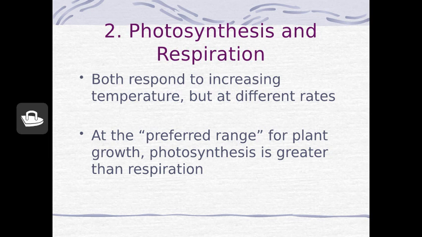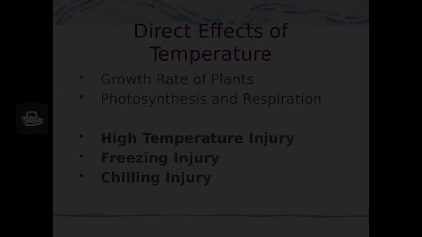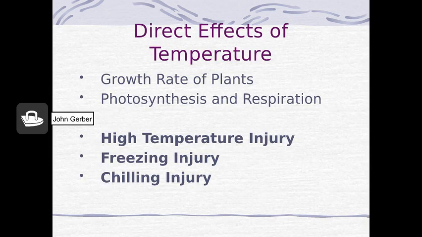For cool season plants, again, someplace between 45 and 60 degrees Fahrenheit. For warm season plants, someplace between 65 and 75 degrees Fahrenheit. So you know there's a preferred temperature range for most plants. Let's now look at what happens when the temperature gets outside of this range.